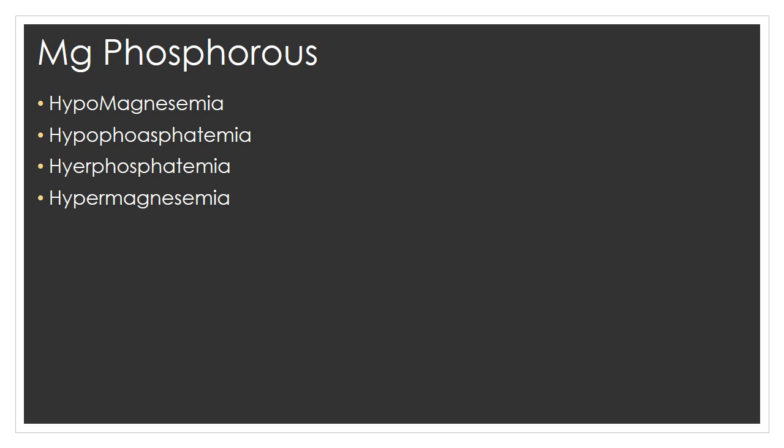One can see reduced levels of phosphates, especially during refeeding syndrome, because when the person is being refed, cells are being created. It pulls inside the potassium and also creates ATP bonds inside the cells, therefore the phosphorus values go down. Hyperphosphatemia again is rarely seen.